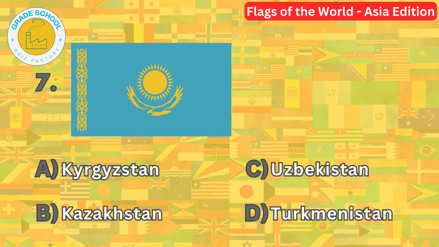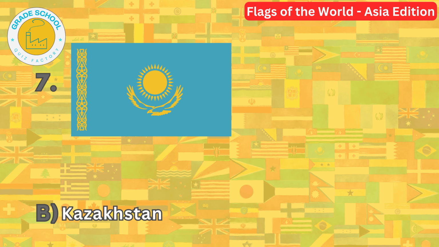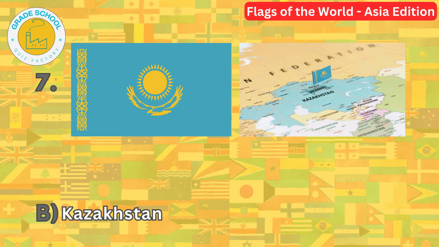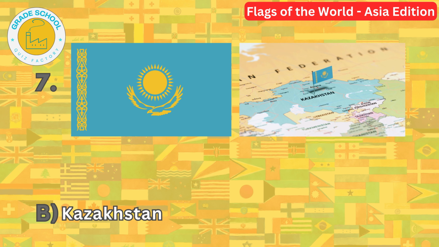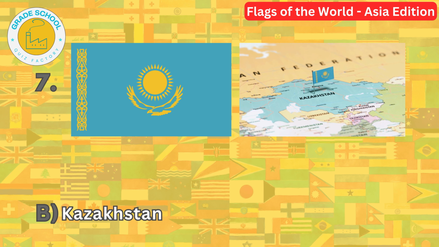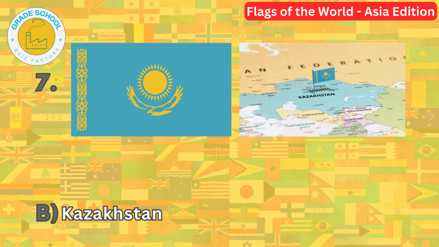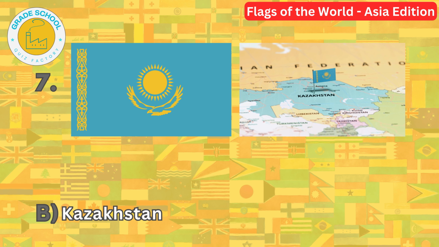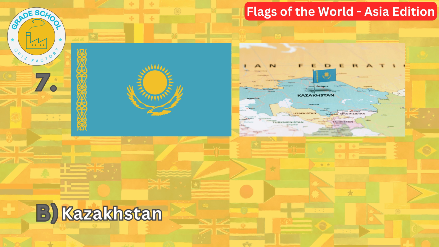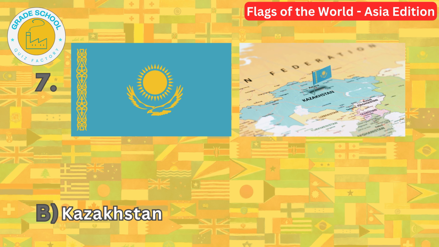Number 7. The correct answer is letter B. The flag of Kazakhstan has a sky blue background with a yellow sun and a soaring eagle in the center, and a vertical stripe of national ornaments on the left. The blue color symbolizes the sky. The sun represents life and energy. The eagle signifies freedom and power, and the ornaments reflect the cultural heritage of the country.